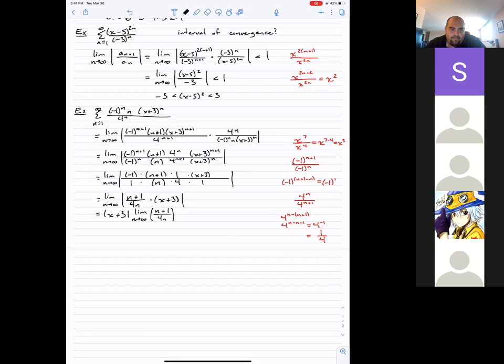As n approaches infinity. Right. So as n does something, that limit is going to have nothing to do with x plus 3. So I can just pull it out. All right. What is this? So now we can evaluate the limit, right? What is this thing going to go to? The n plus 1 over 4n.